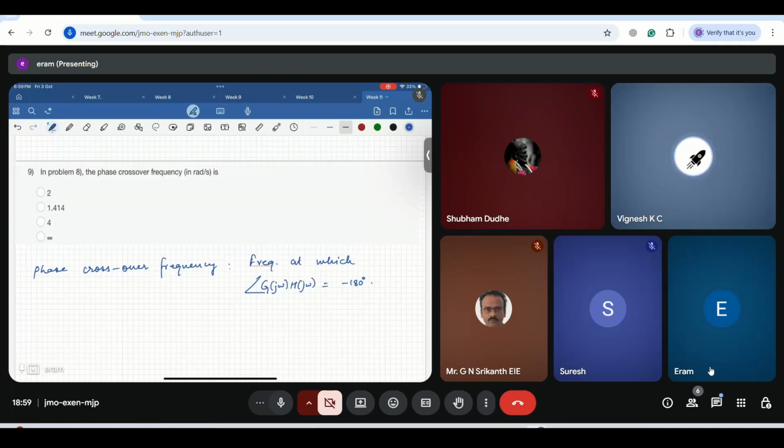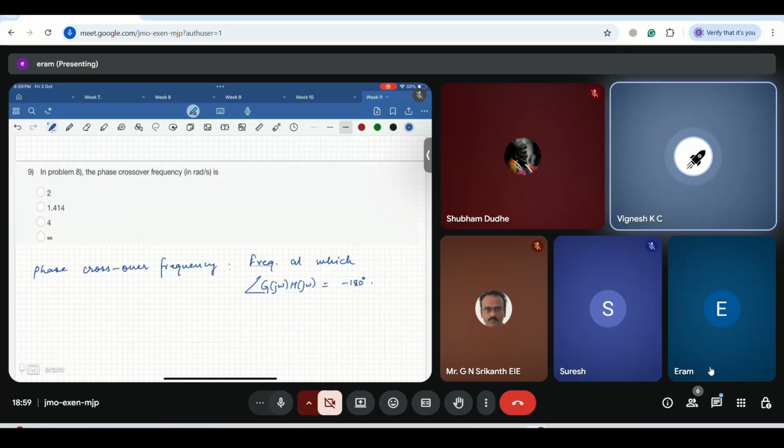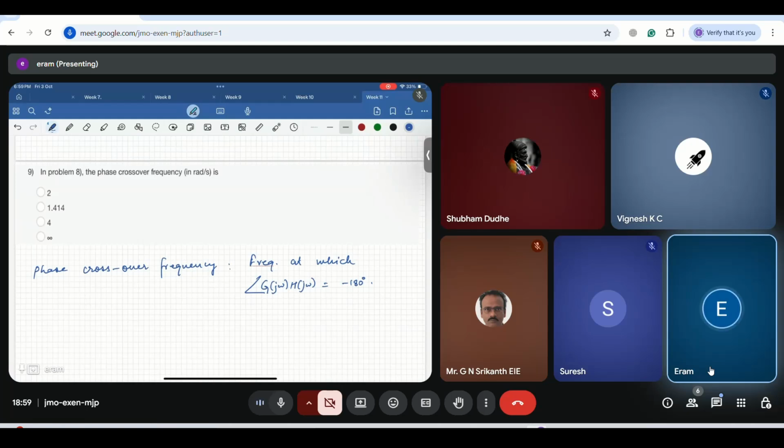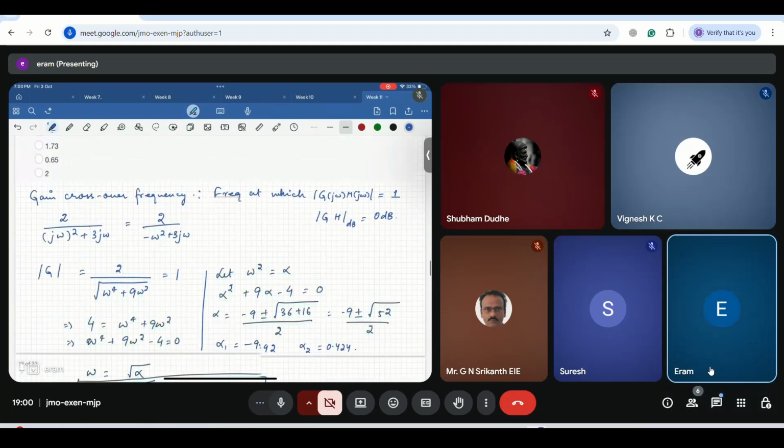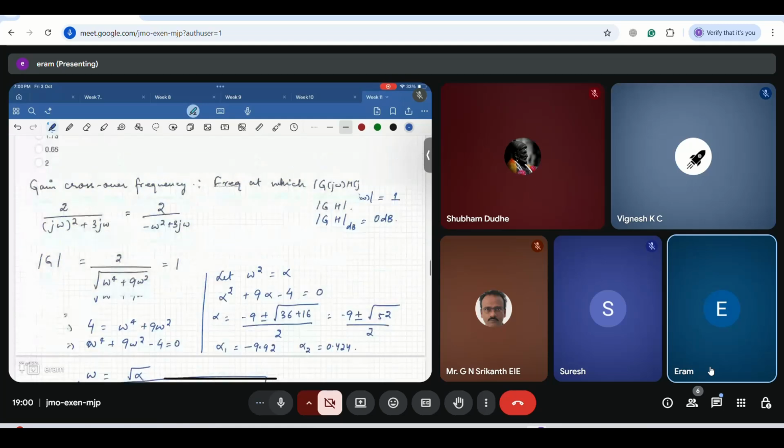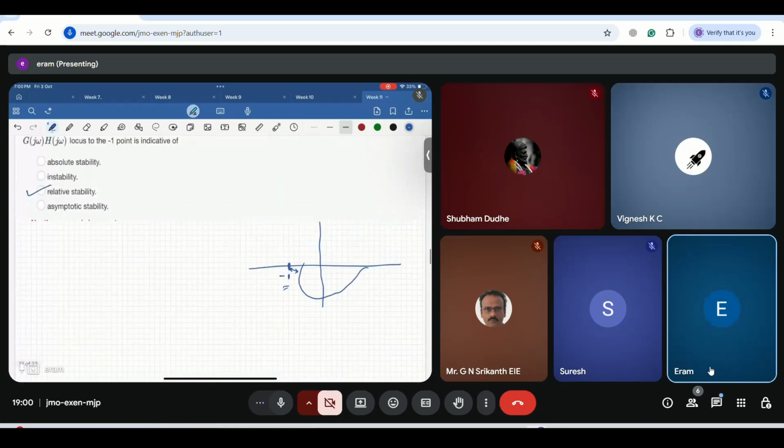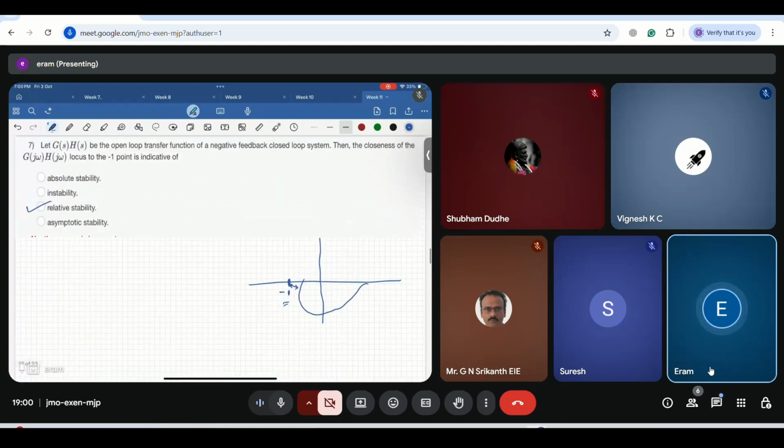Ma'am, because if it is not meeting this value, then the poles will transfer from the left half of the plane to the right half of the plane. Yes, absolutely correct, because this represents the critical point in the Nyquist plot. Here you can see this is how the relative stability was defined. So the point minus 1 represents your critical point.